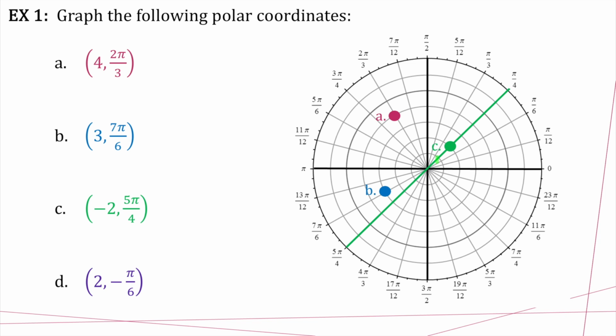And then 2, negative pi over 6. Well, that's not too bad. Negative pi over 6 is right here. Same thing as 11 pi over 6. And we'll just count 1, 2. And there's our D coordinate.